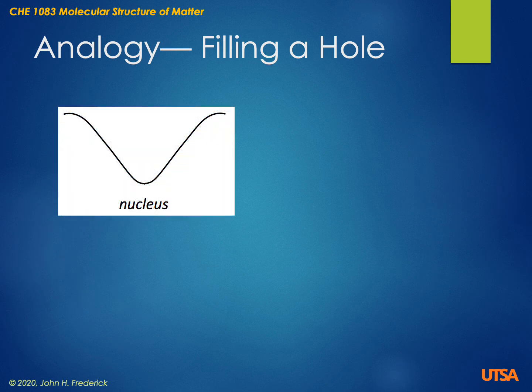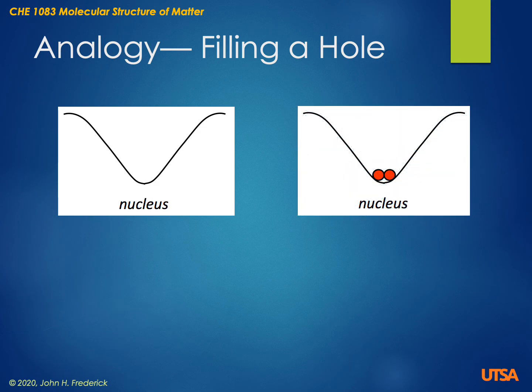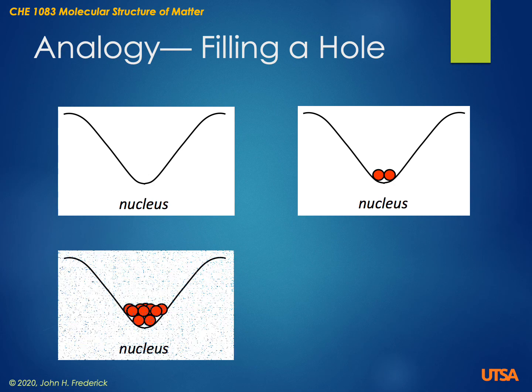I want you to think of an atom as being like a hole, and the nucleus represents what's at the bottom of the hole. So now we're going to fill this hole with electrons, one at a time. And when we put two in, we basically have, if you will, covered up the bottom of the hole. There's no room for more electrons down there. And those two electrons, those two red balls, are closest to the bottom, closest to the nucleus. If we add some more electrons, they'll have to lie on top of those two.